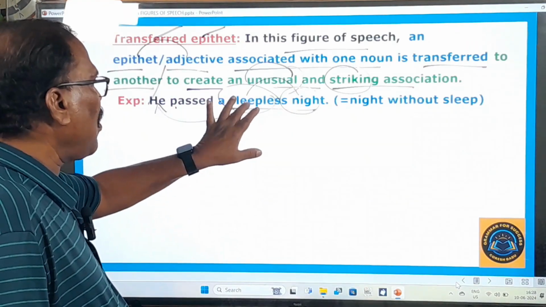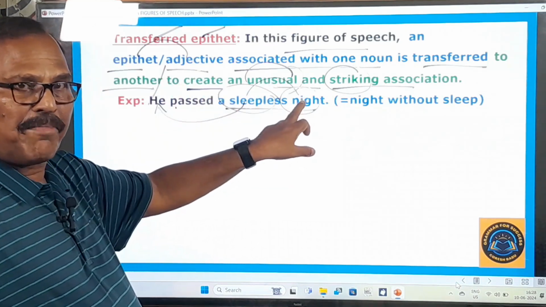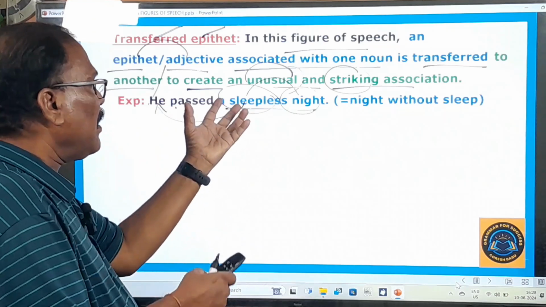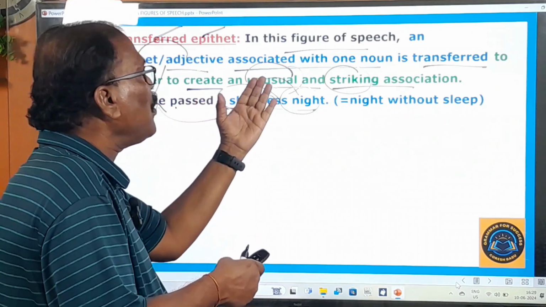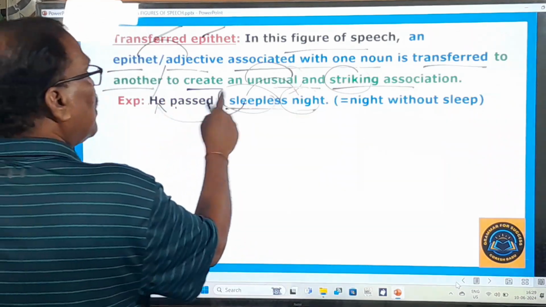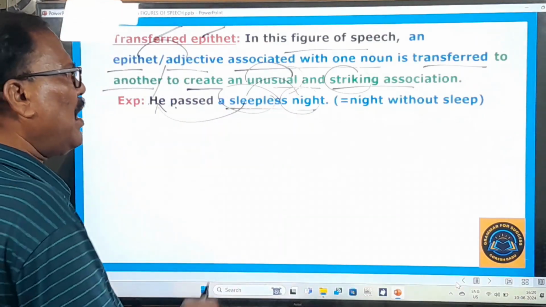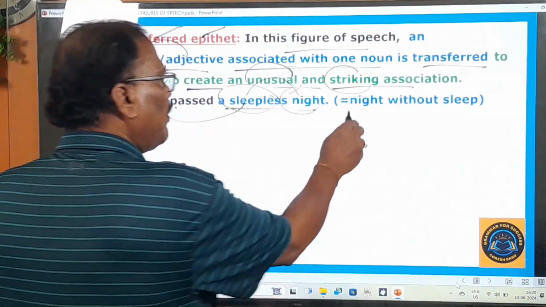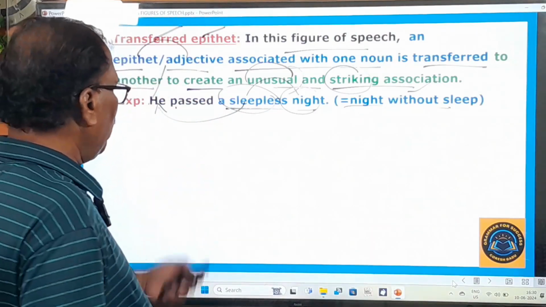This adjective is transferred from this person to this object or night. So here it is very interesting. Here is created an unusual association, a striking association. How he passed a sleepless night. Nidraleni ratrini atadu gadipadu. That means he spent the night without sleep. That's the meaning. Another example I would like to give you here.